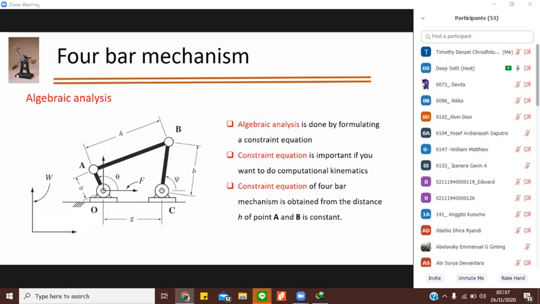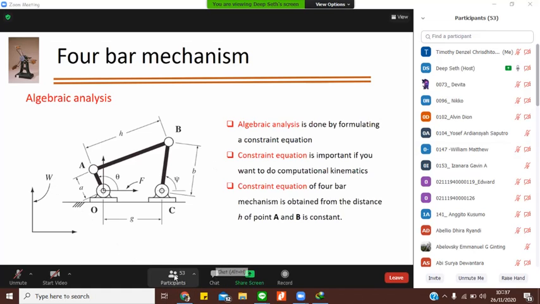Then let's see the algebraic analysis. Algebraic analysis is done by formulating a constraint equation. A constraint equation is important if you want to do computational kinematics. If you want to do computational kinematics, this constraint equation is very necessary, so that you can determine all the parameters for your mechanism.